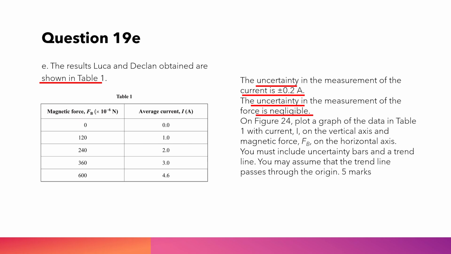On Figure 24, plot a graph of the data in Table 1 with current, I, on the vertical axis and magnetic force, Fb, on the horizontal axis. You must include uncertainty bars and a trend line. You may assume that the trend line passes through the origin.